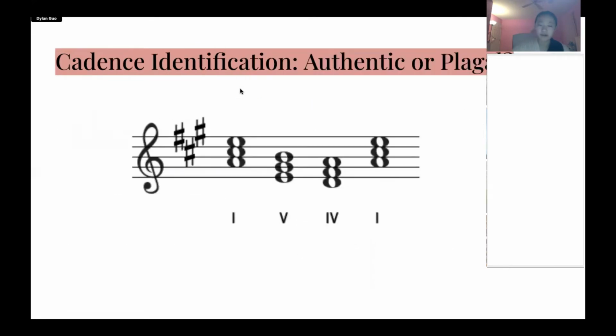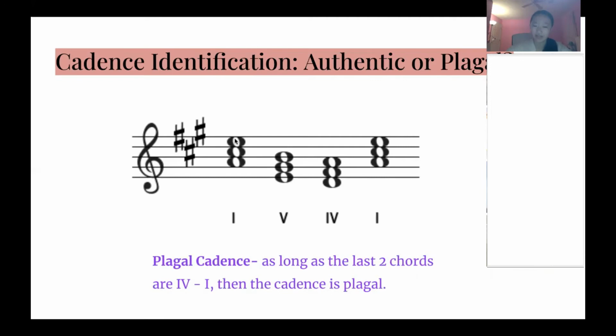Okay, so remember, authentic is 5 to 1 and plagal is 4 to 1. So let's find the cadence in these couple of chords. And a cadence can only have 2 chords, so if you don't see a 5 to 1 or a 4 to 1, just ignore those chords. So for this one, do you see an authentic cadence or a plagal cadence? Plagal. Very good, both of you. This is plagal. So as long as the last 2 chords are 4 to 1, then it's plagal. You can ignore all of these things.